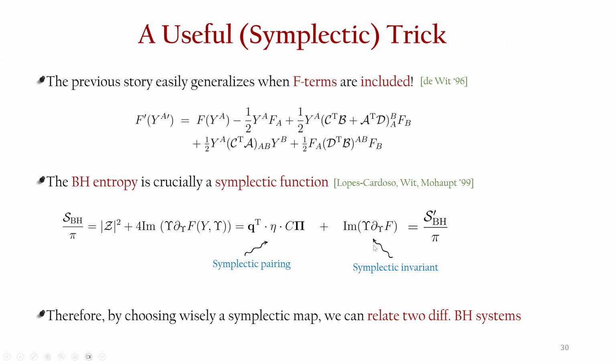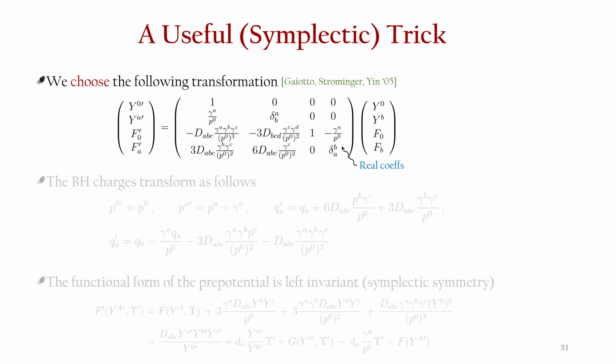This can be more or less seen by looking at the two pieces that comprise it. The first one is a symplectic product, and the second one can also be argued to be a symplectic invariant. So this suggests that if we choose a symplectic transformation wisely, we can hope to relate the hard general system to a simpler one. This is what I'm going to tell you. In particular, if you choose this kind of transformation, which I'm writing as a symplectic matrix, it's not very important. As you can see, it depends on some real parameters, gamma.